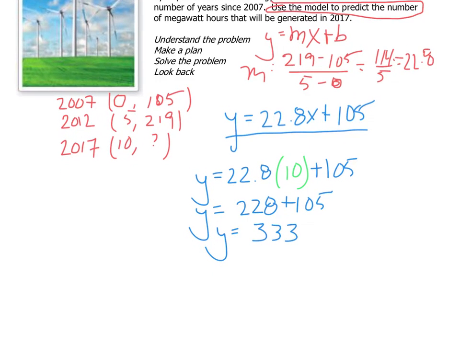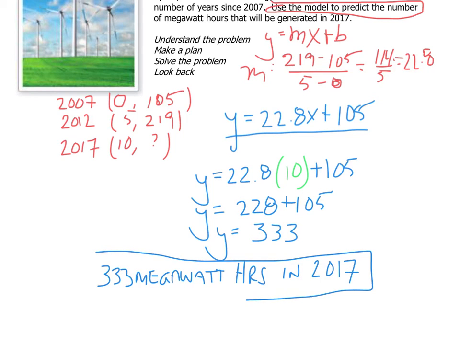Now that doesn't really answer the question. Remember, what does the y represent? It represents the megawatt hours. So we want to say that we expect 333 million megawatt hours in 2017, to give that number some context so that anybody looking at this will know what that 333 means. And that's how we would use a model to predict.